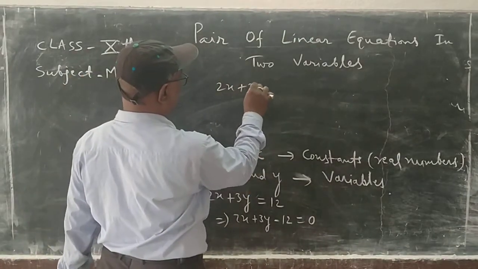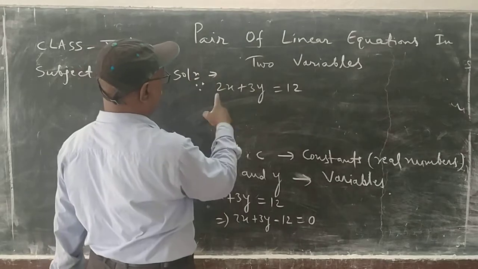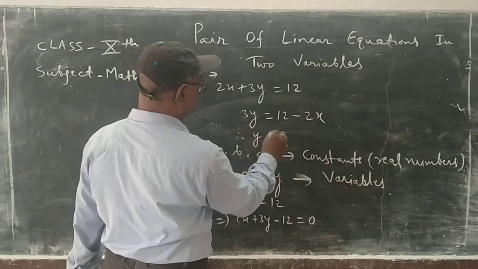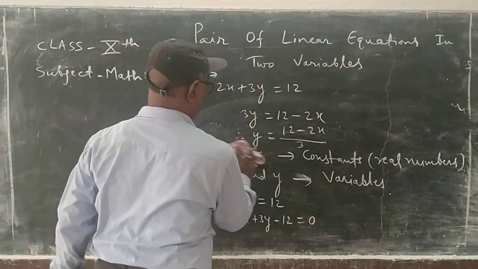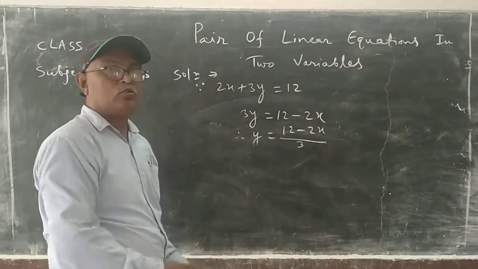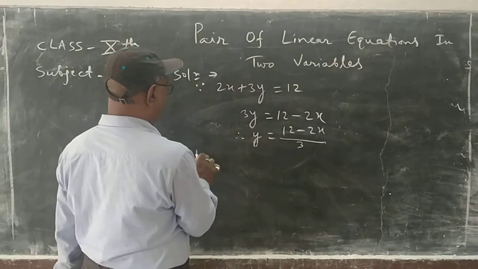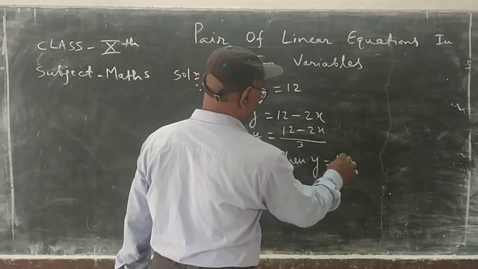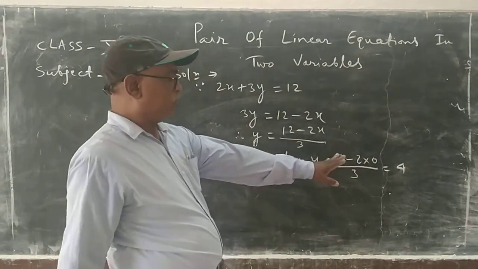2x plus 3y equal to 12. If you solve this, 3y equals 12 minus 2x. Therefore, y equals (12 minus 2x) whole divided by 3. Now, on putting different values of x, you will get different values of y. When x equal to 0, then y equal to (12 minus 2 into 0) divided by 3, that is 12 by 3, 4.